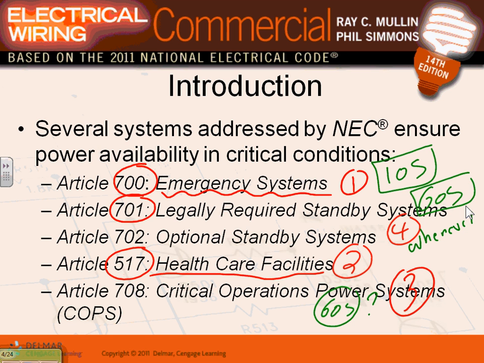If you want a system to come up within 10 seconds, it's emergency system. Within 60 seconds, legally required. Whenever, it's optional. And within 60 seconds, also critical operation system. Any questions guys about these four systems? Very, very important. By the way, this PowerPoint presentation will have a copy of it, guys. So, this is chapter 16. Chapter 16. Okay. They call it COPS here, Critical Operation Power System.